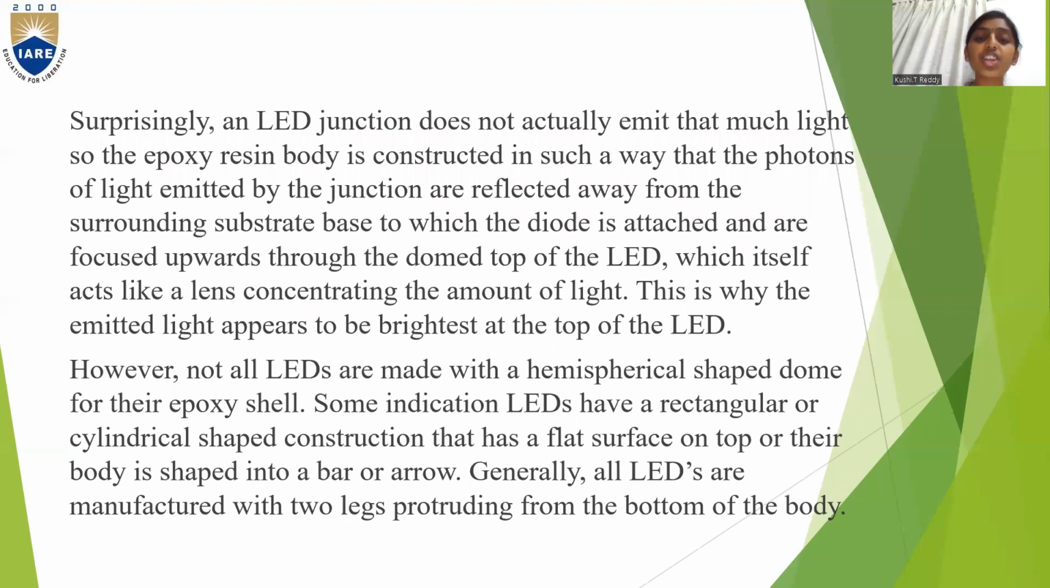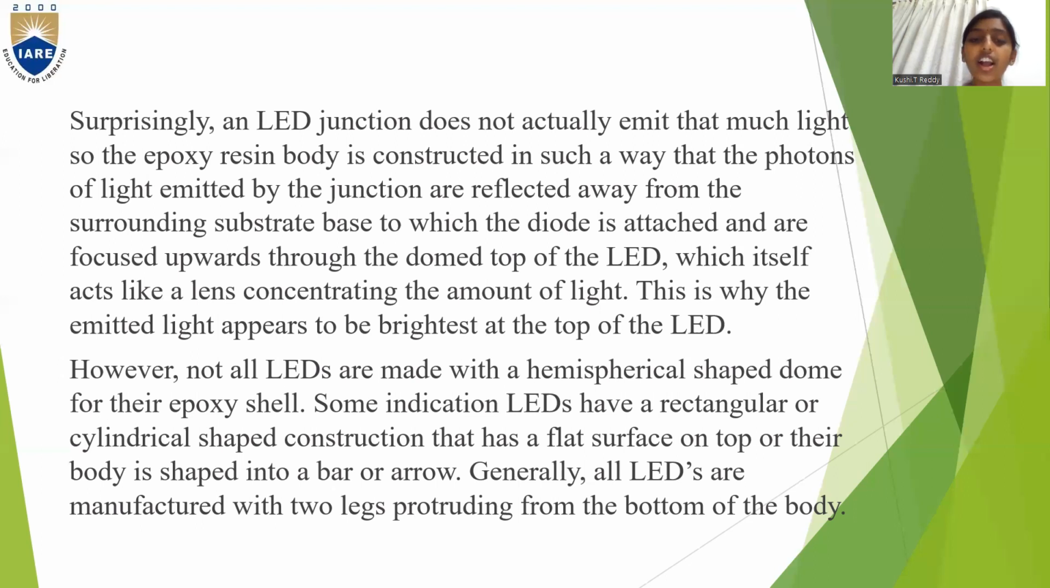Surprisingly, an LED junction does not actually emit light that much, so that epoxy resin body is constructed in such a way that the photons of light emitted by the junction are reflected away from the surrounding substrate base to which the diode is attached and are focused upwards through the domed top of the LED, which itself acts like a lens concentrating the amount of light. This is why the emitted light appears to be brightest at the top of the LED.